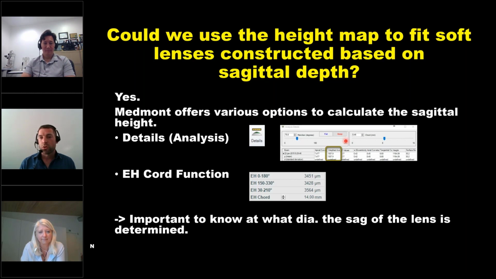This is important to know, at what diameter you need the data from for your contact lens, and then you can use the data from your Medmont to calculate your soft lens.